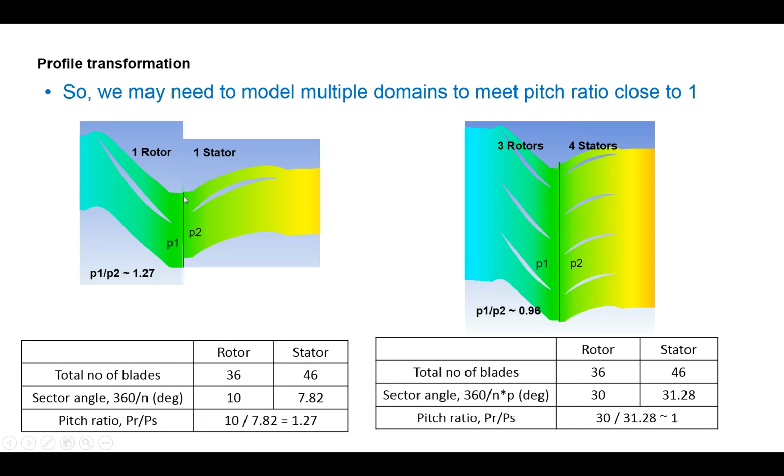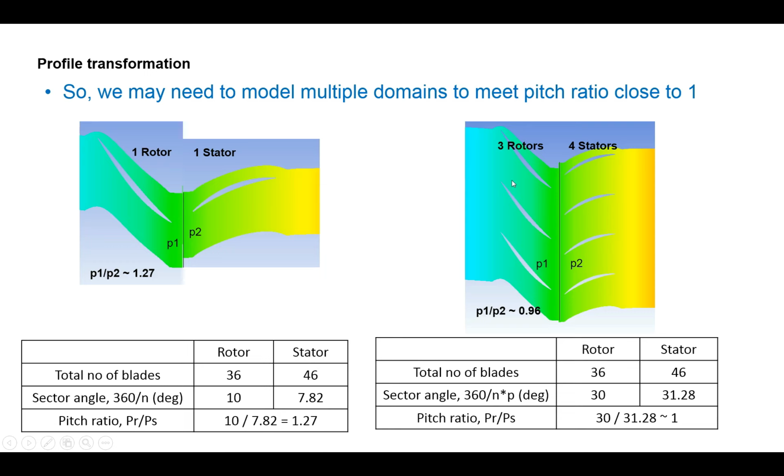For example, in this single domain rotor stator case the pitch ratio is 1.27. There are 36 rotor blades and 46 stator blades. Hence the sector angle is 10 degrees for rotor and 7.82 degrees for stator domain. This results in a pitch ratio of 1.27.